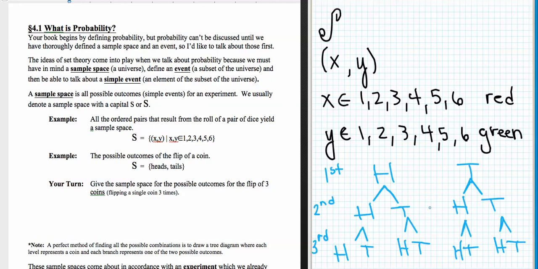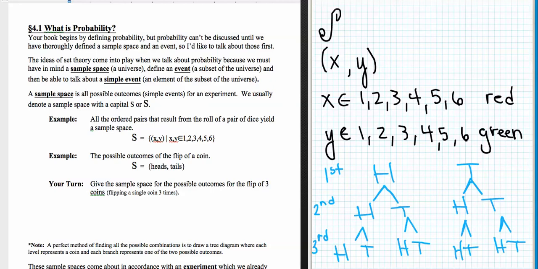Now, this little tree diagram helps us to see here are our base simple events that could happen on the first flip, base simple events that could happen on the second, and base simple events that could happen on the third that combine to show us this compound set of events.